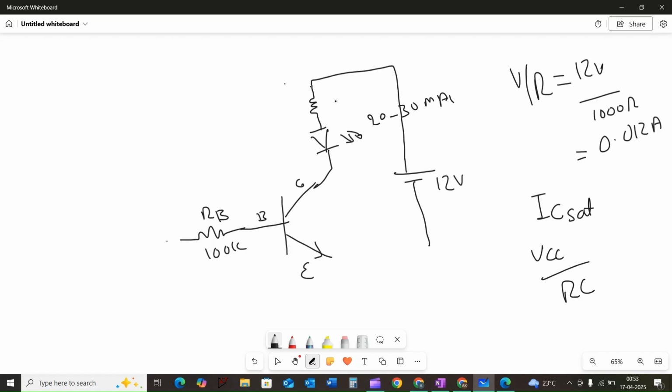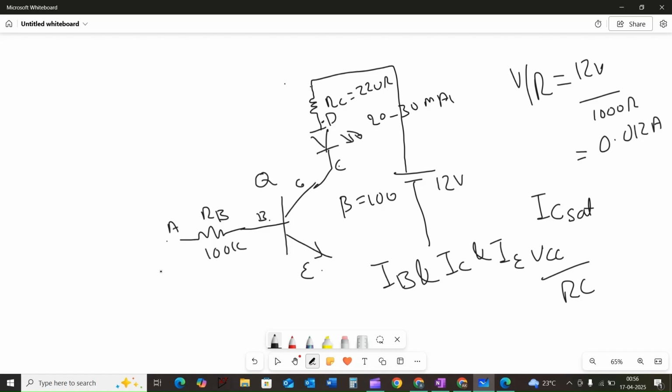For this problem, let us change the collector resistance RC to 220 ohm and set the transistor beta equal to 100, and the transistor symbol we will typically represent as Q. We need to calculate the base current IB, the collector current IC and the emitter current IE, and the potentials at C, B and E, and the value of D. Here the base terminal is connected to the 12 volt, and the emitter is connected to the ground terminal.